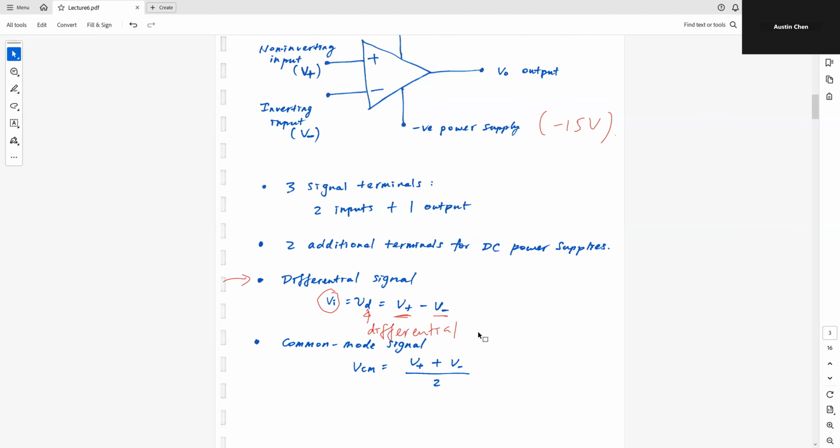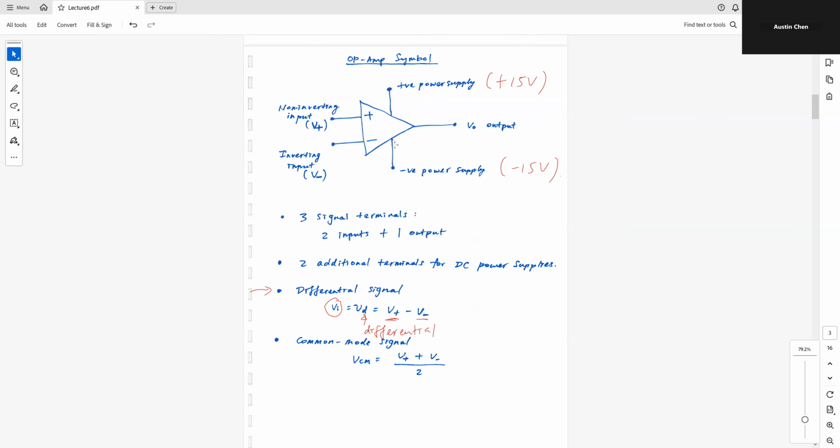So far, so good. So we just look at the symbol for this op-amp, and we learned about the signal terminals. And there are 3 signal terminals. Again, we have 2 inputs and 1 output. And in addition to that, we have also 2 terminals for DC power supplies.